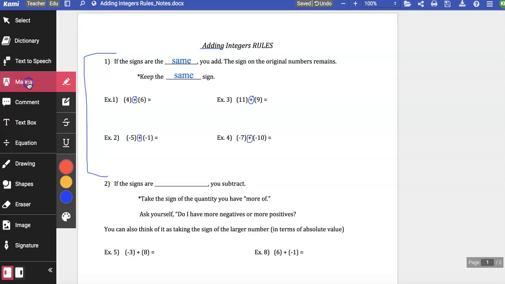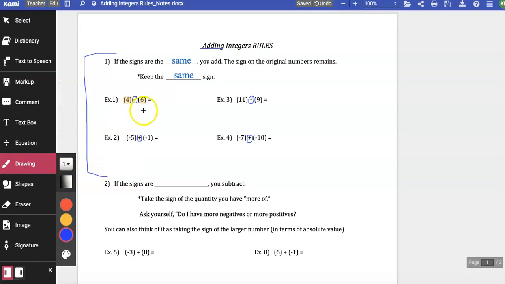So I'm going to go over to this markup tool, which is a highlighter, and I'm going to choose the yellow choice because I noticed that the signs are the same. And when I mean the signs are the same, I mean this is a +4 and this is a +6. So we're saying these two numbers that are being added are both positives, +4, +6. And if the signs are the same, you just add them together. So 4 plus 6 gives me 10. So let me go down to my drawing tool. Let's see if this will be thick enough for you to see. Yeah, it is. Okay, so 4 plus 6 gives us 10.